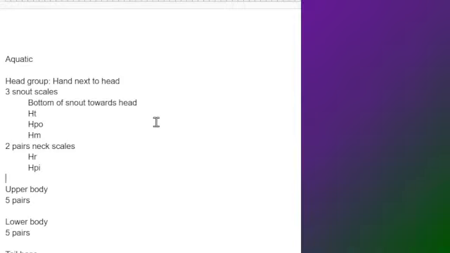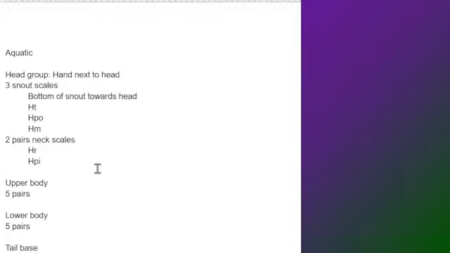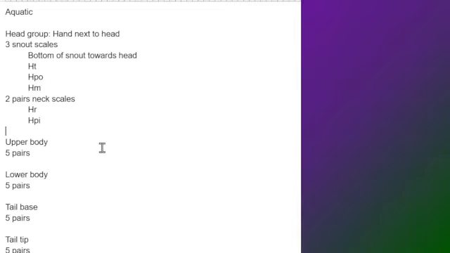So like, if I wanted to flash my neck scales, both pairs, like 3 times, I would flick. I would have my hand by my head in like a fist position, and I would flip up my ring and pinky finger 3 times. Now upper body is going to be hand on chest.